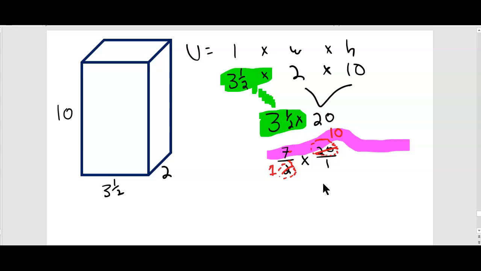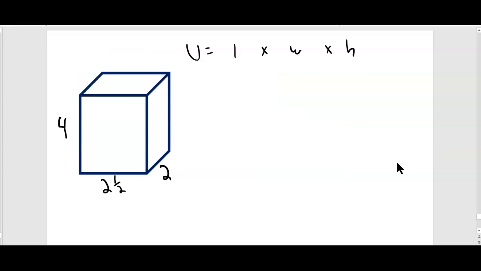7 times 10 is 70. 1 times 1 is 1. Nice little trick. Oh, I got one more, I think, for you here.